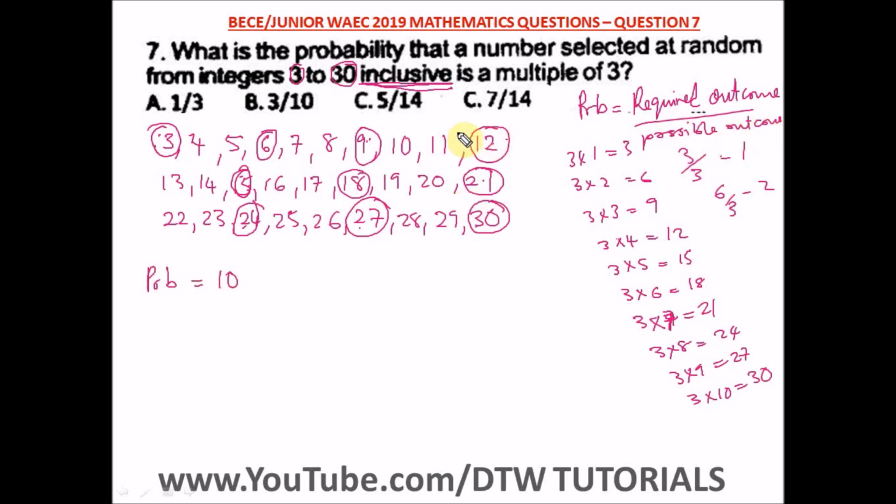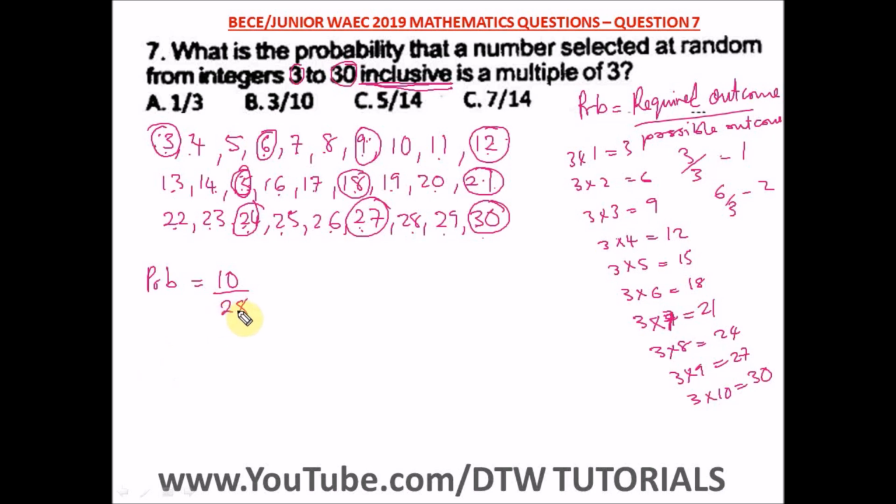And what is the possible outcome? That's the total number of integers. What is the total number of integers here? Let's count. We have 1, 2, 3, 4, 5, 6, 7, 8, 9, 10, 11, 12, 13, 14, 15, 16, 17, 18, 19, 20, 21, 22, 23, 24, 25, 26, 27, 28. Okay, so 10 divided by 28.